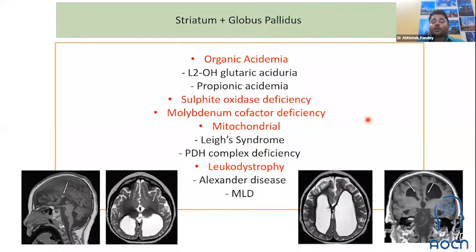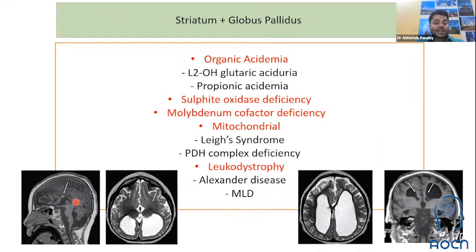Another is the involvement of the combined striatum as well as globus pallidus. I have categorized this into the organic acidemias, that is L2-hydroxyglutaric aciduria and propionic acidemia. L2-hydroxyglutaric aciduria has already been discussed in the previous session. Another is sulfite oxidase deficiency, molybdenum cofactor deficiency, mitochondrial disease like again Leigh syndrome, and PDH complex deficiency, and the white matter diseases, leukodystrophies like Alexander disease and metachromatic leukodystrophy.